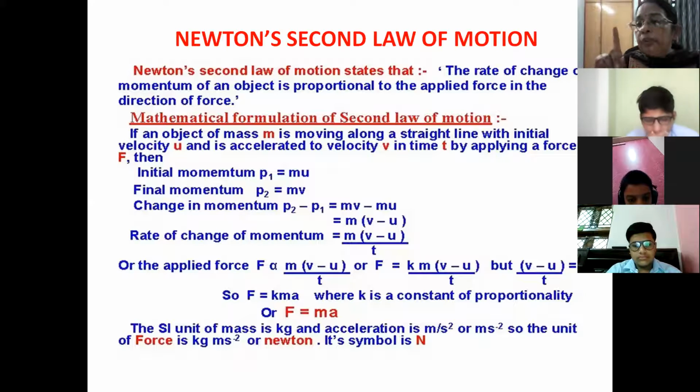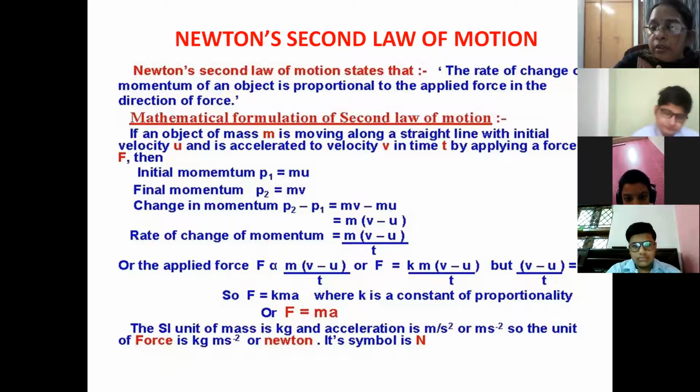If, for example, we say that the object has a mass of 1 kg and it is showing an acceleration of 1 meter per second square, then force is equal to what? It is equal to K, that is equal to 1 Newton. So the symbol of the force is Newton, which is represented by N. So the second law of motion is F is equal to ma.